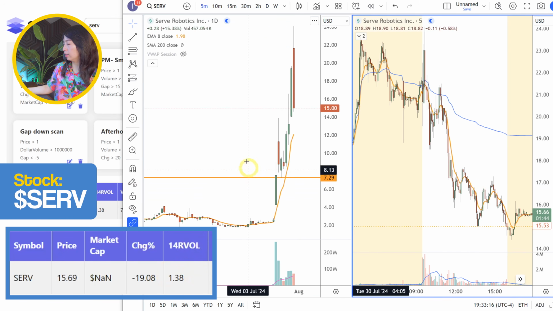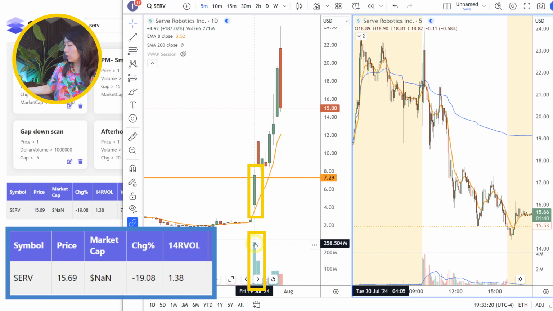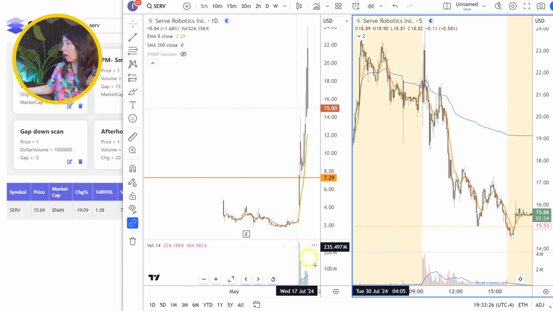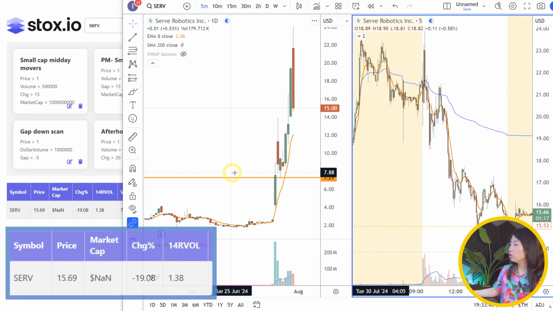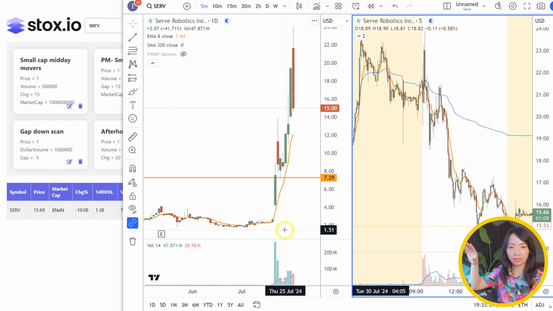Another example here is SERV. You can see the first gap up day traded 250 million shares volume. And that's over the amount that this stock has ever been traded. And you can see once this thing broke out on the first day over here, this is 2 weeks ago, volume has been consistent after the breakout in order to sustain that move.